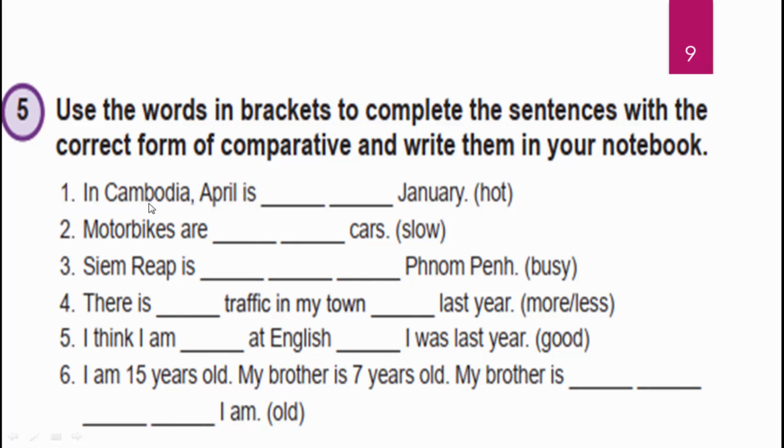So number 1, in Cambodia, April is... compare between April and January. The word that they let you use is the word hot. So you compare it. Number 2, motorbikes are what? Cars. So the word that you need to use is slow. So slow, and then you have to add what and then another word. Number 3, Siem Reap is what? Phnom Penh. So the word you need to use is busy. I think this one is the equality.